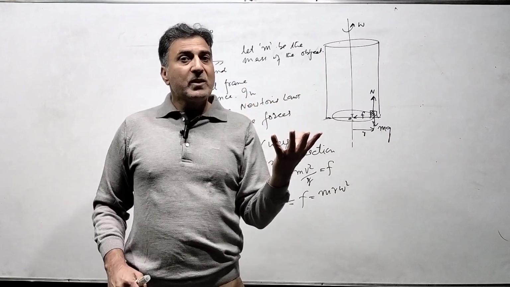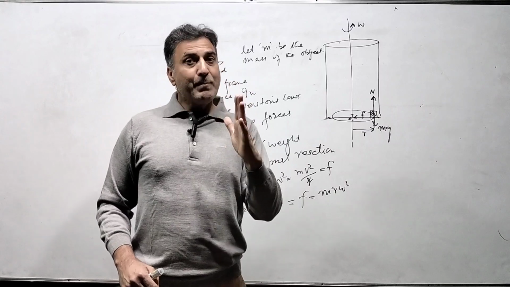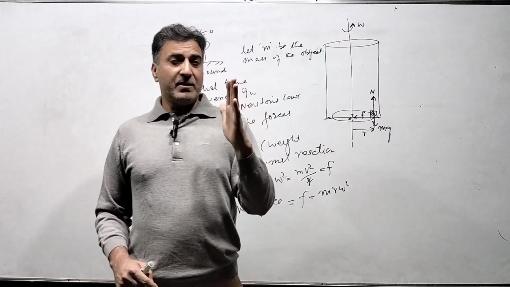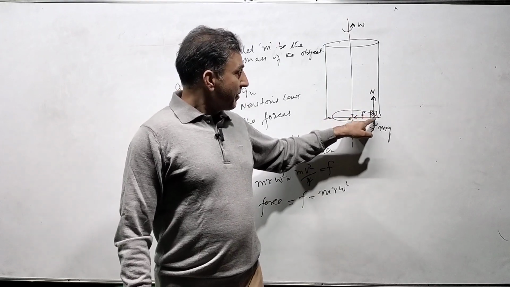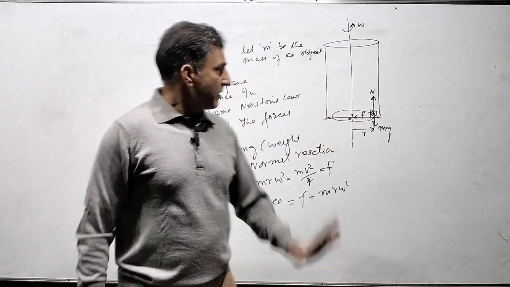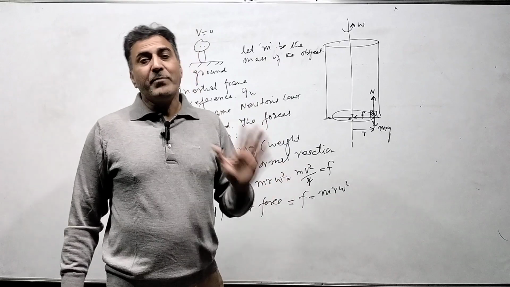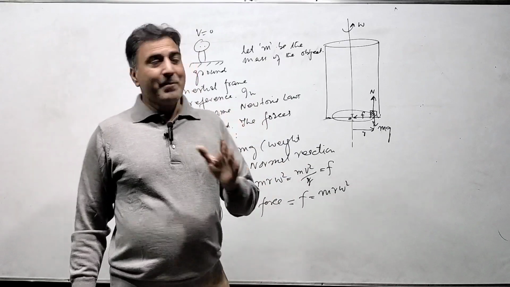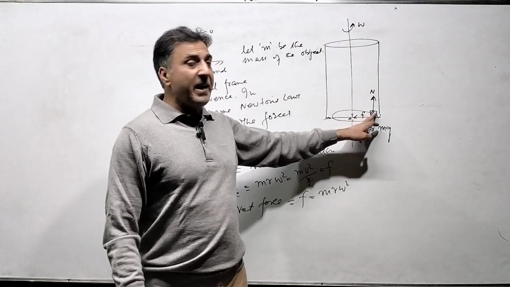How much force must be towards the center? mr omega square for circular motion, and that force must be provided by a real agent, and the real agent is frictional force, because this sticks to this base, and that provides the frictional force, and it moves in a circle. That is all. There is no mention of centrifugal force so far, because this person will not say there is any additional force.